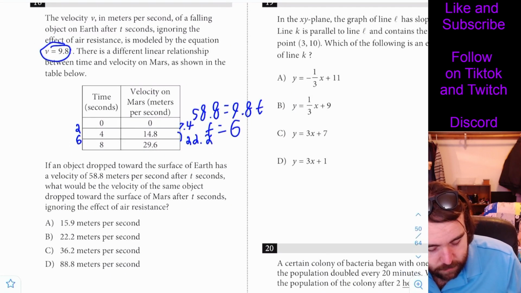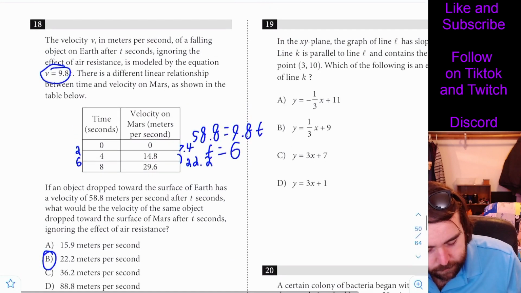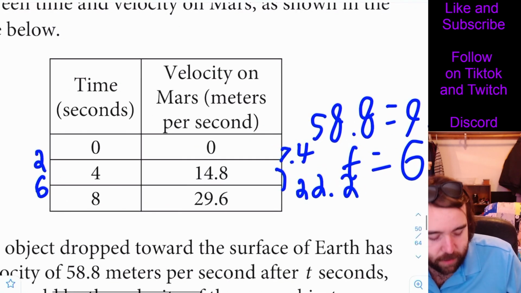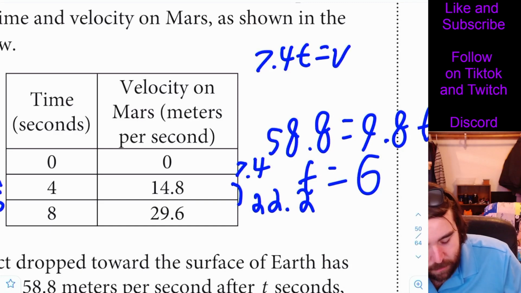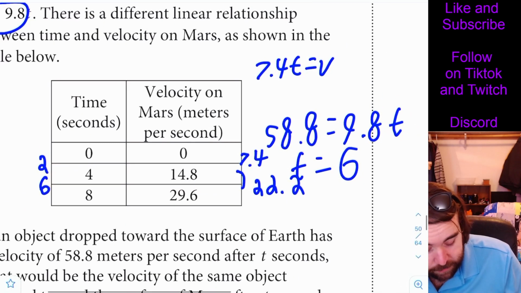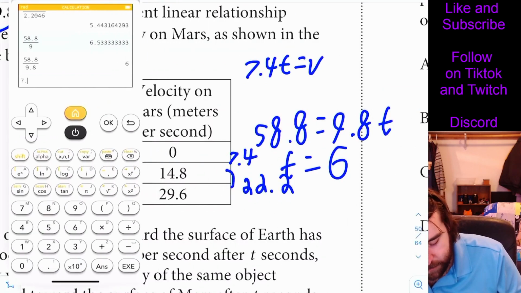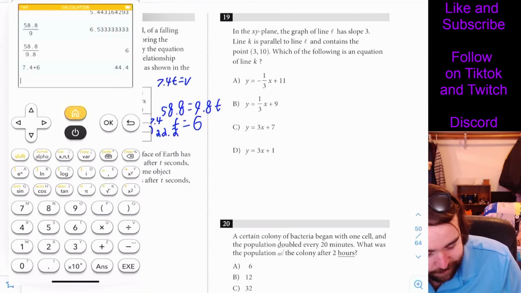It's a pretty good answer. Yeah. So we could also write this equation. We just didn't need to. The equation would just be 7.4t equals v. And then we would say, well, we're saying at t equals 6. So we're doing 7.4 times 6. Wait.